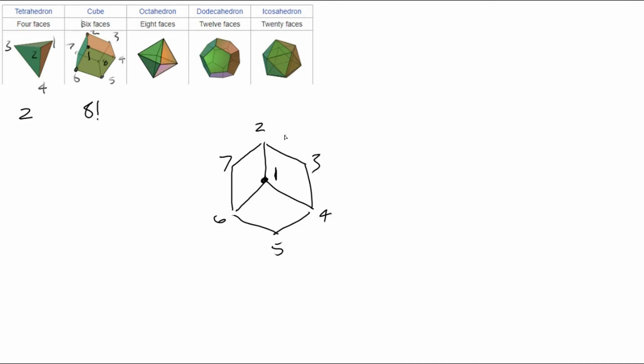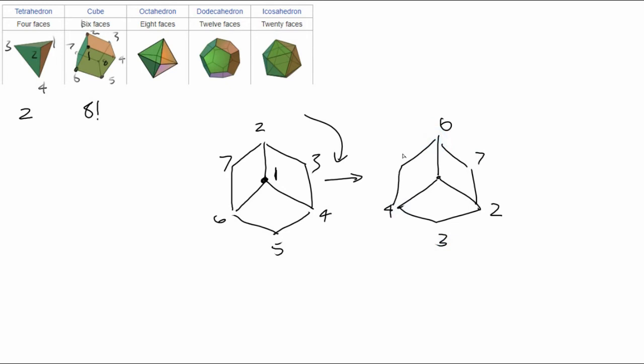If this vertex is 1, we can rotate this cube 2 other ways. We can rotate it clockwise, so this will be 2, 4, 6, and this will be 7, 3, 5, and there's another way you can do it, and we can rotate it again.